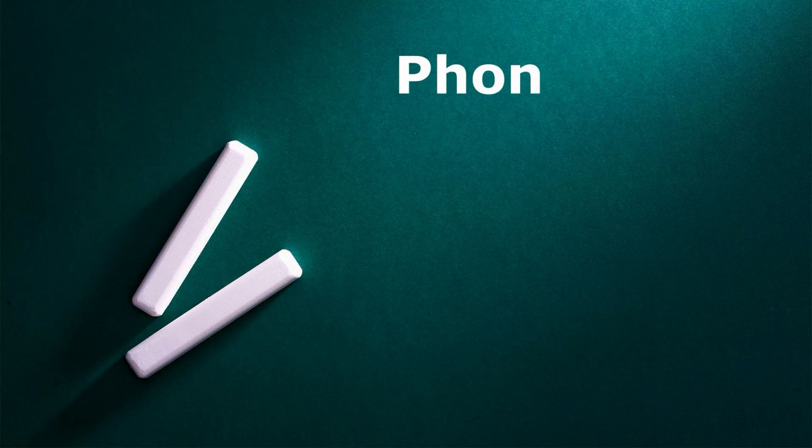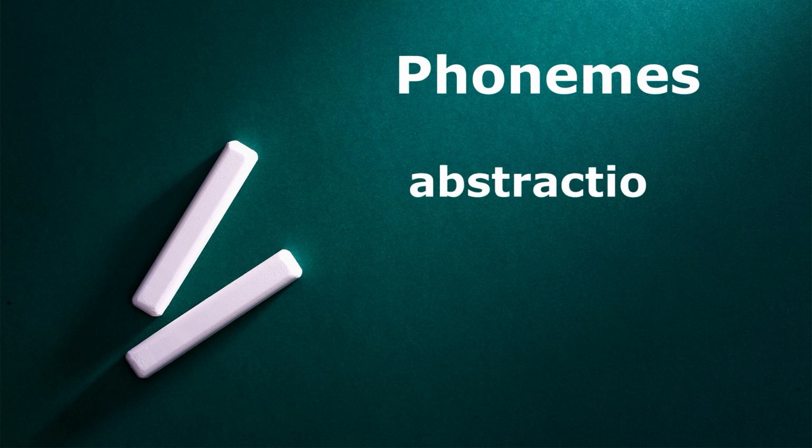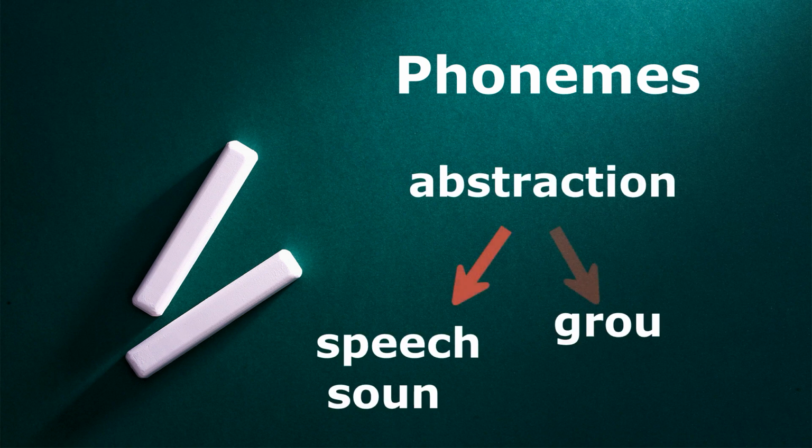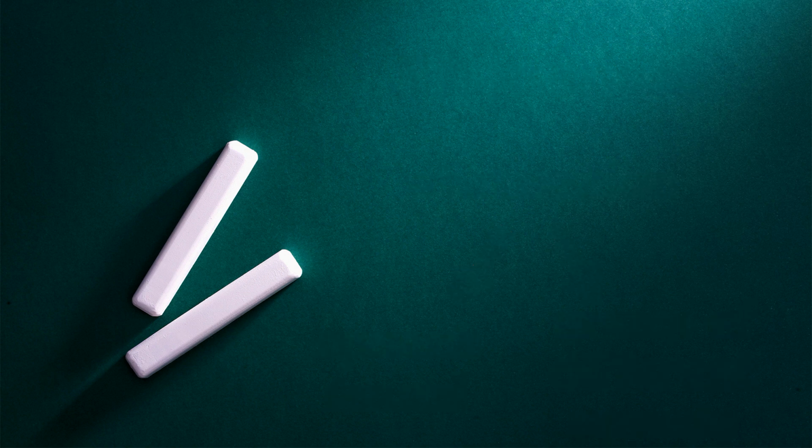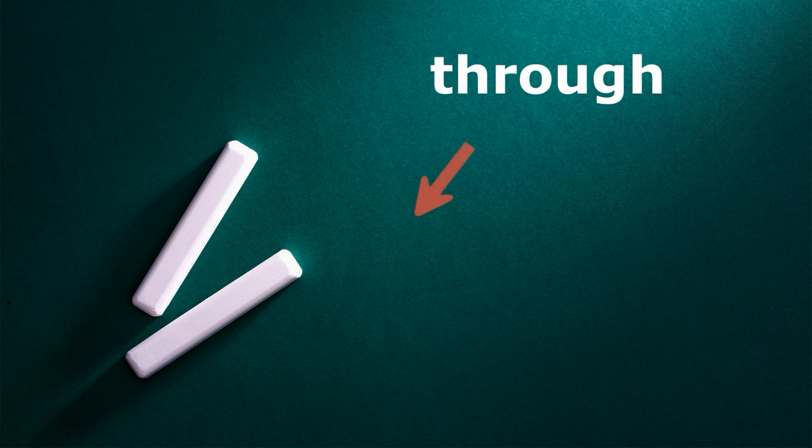A phoneme of a language or a dialect is an abstraction of a speech sound or of a group of different sounds which are all perceived to have the same function by speakers of that particular language. For example, the English word through consists of three phonemes, the initial th, the r, and then the vowel sound.